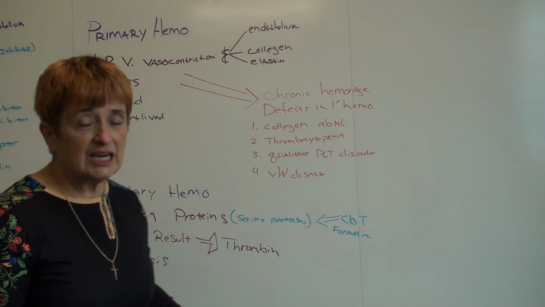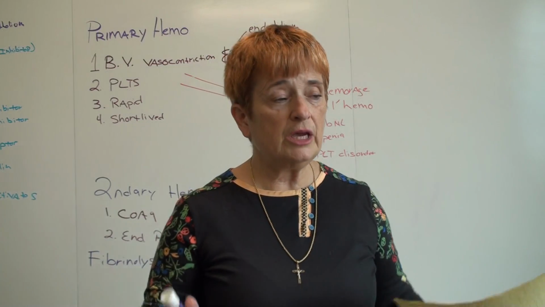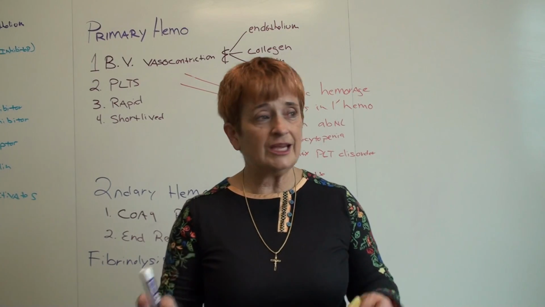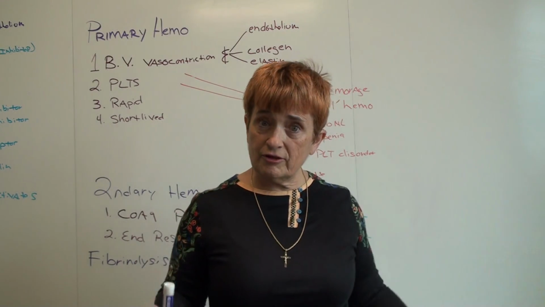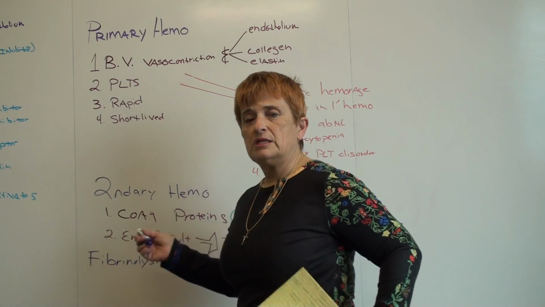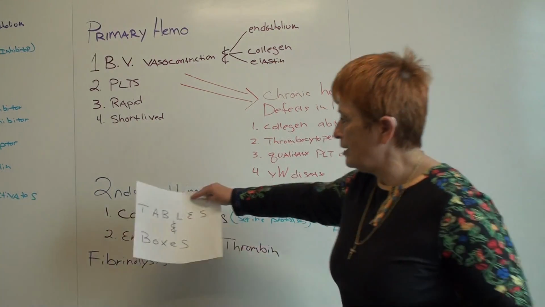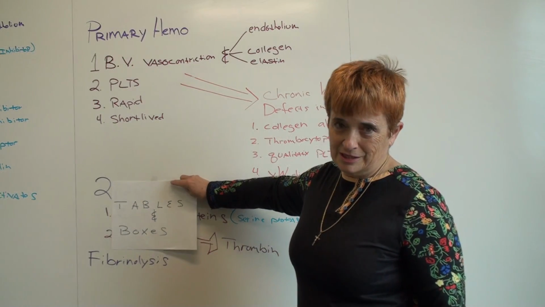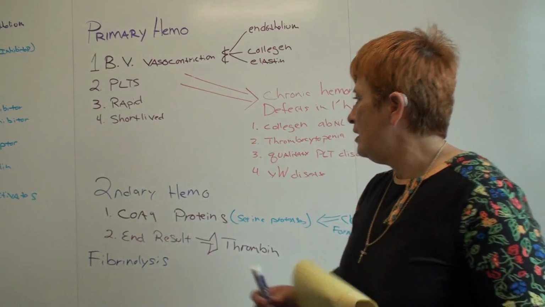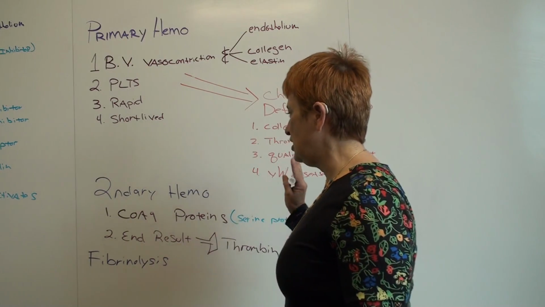So with secondary hemostasis, what's involved in secondary hemostasis is going to be your coagulation factors. Now remember, they're enzymatic reactions, but they don't circulate in active forms. They are inactive when they're circulating, so we have coagulation proteins, and there's a bunch. Make sure you look at your tables and your boxes. Make sure you look at that. That's going to give you the names of all the coagulation proteins and which system is it involved in, etc.